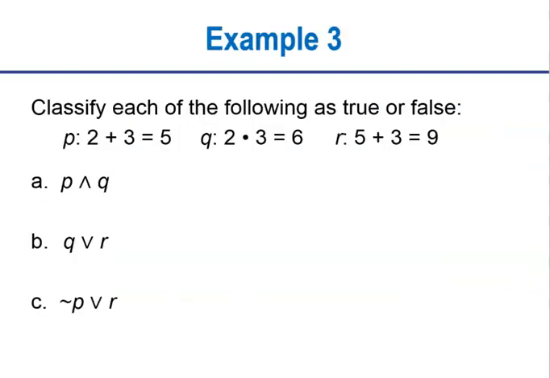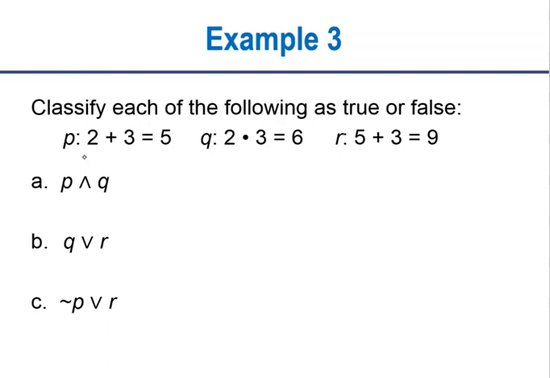All right, so example 3, classify each of the following as true or false. Now, before we get started, we need to look at these statements. Are they really statements? Well, first of all, mathematical equations are statements if they're all numerical, like, for instance, 2 plus 3 equals 5. Actually, they're statements even if there's variables in there, but their truth value is dependent on the value of the variable.